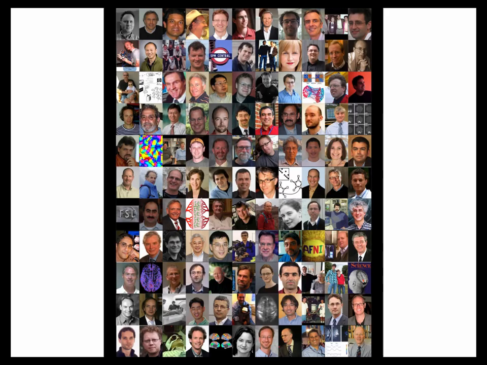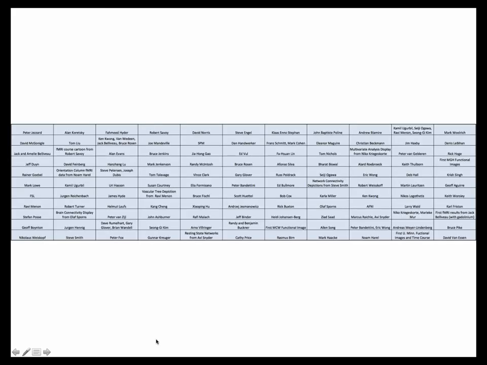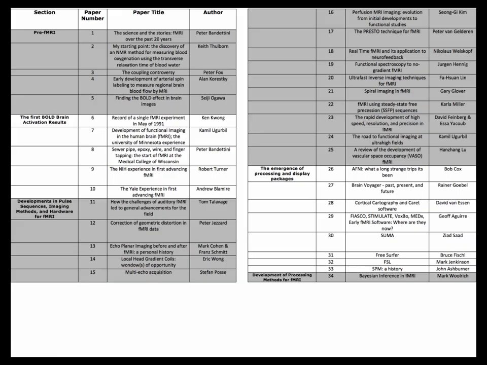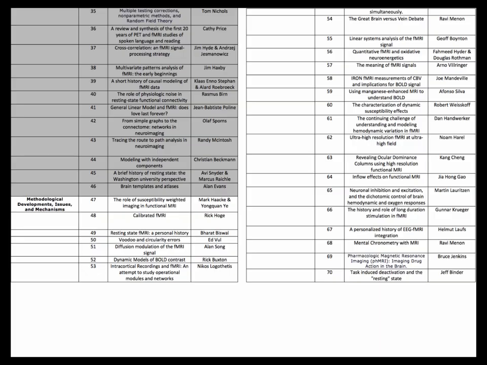Without going into too much detail, you might recognize some faces here. Rainer Goebel, and all kinds of people who are here at the NIH. There's Dan Handwerker, and Steve Smith, who's at Oxford, and so on. These are the names in case you're interested. You can download these slides within a couple of days from now. And these are the topics covered.